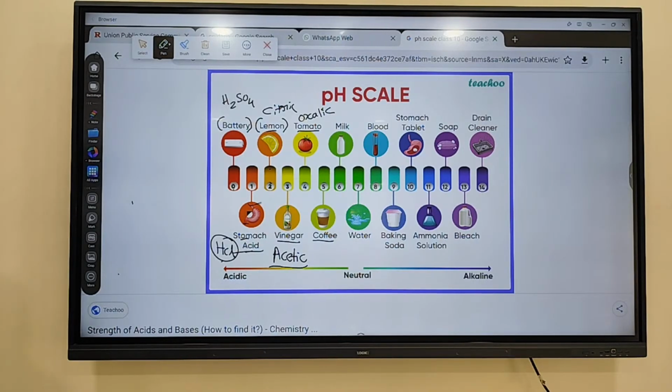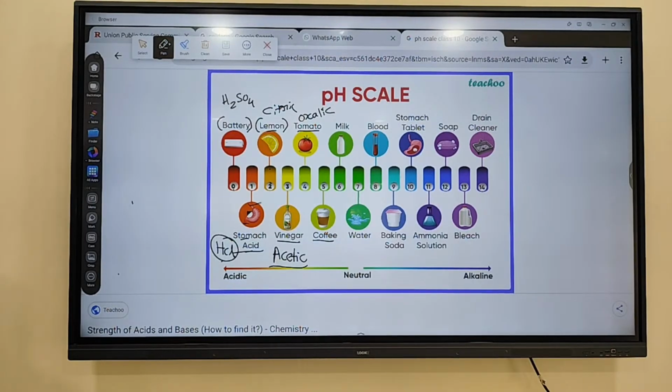Coffee is... I had coffee 3-4 times today. I haven't had my breakfast and my stomach feels full. I can't have lunch. Few people say this, right? Because coffee is acidic.